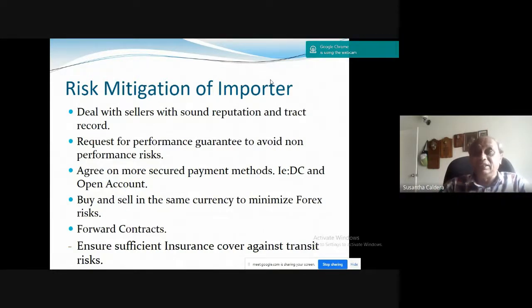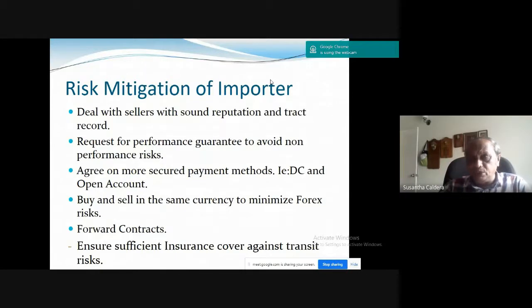Greediness. First transaction, right? With that particular customer. Request a performance guarantee to avoid non-performance risk. Agree on more secured payment methods, DC and open account, right? Buy and sell in the same currency to minimize forex risk. Forward contract, and ensure sufficient insurance cover against transit risk.